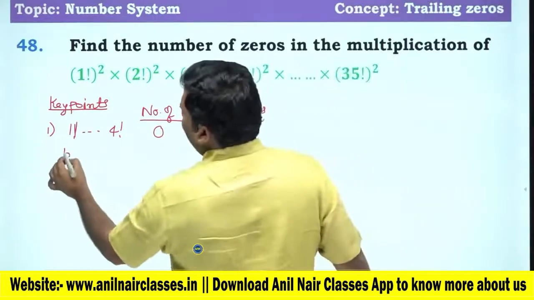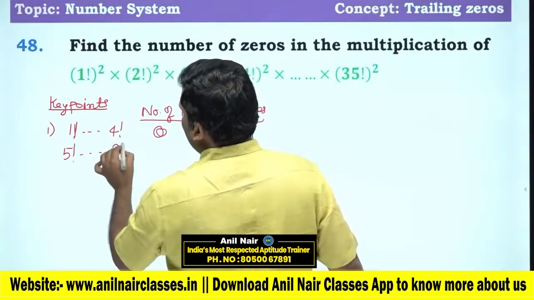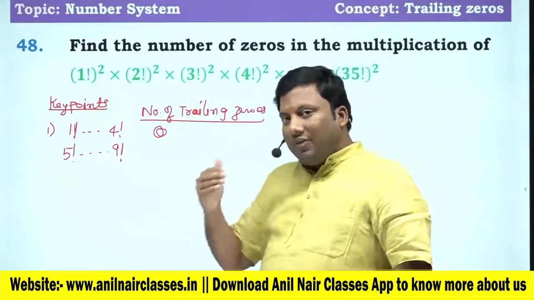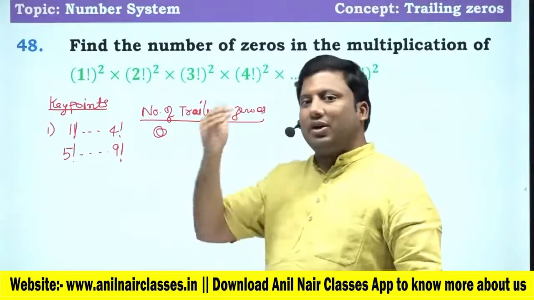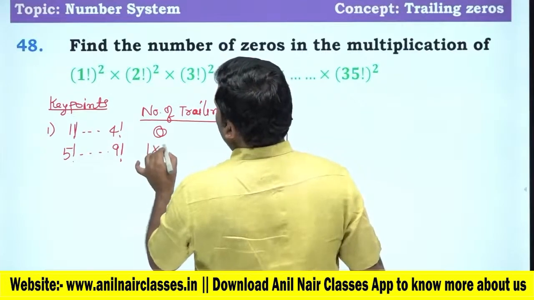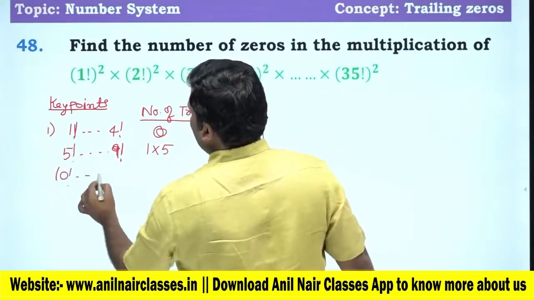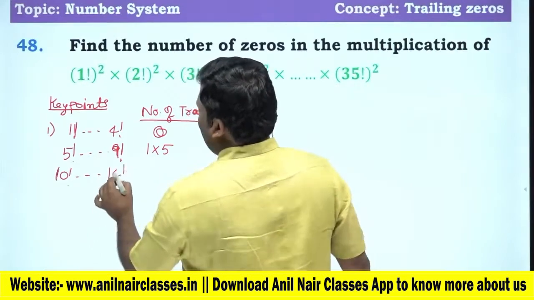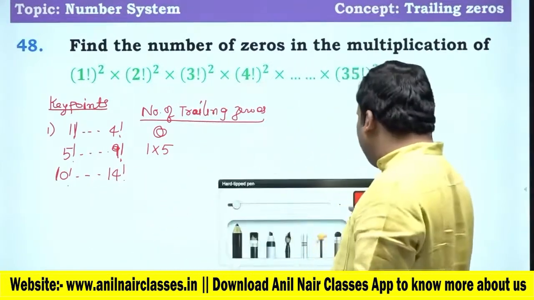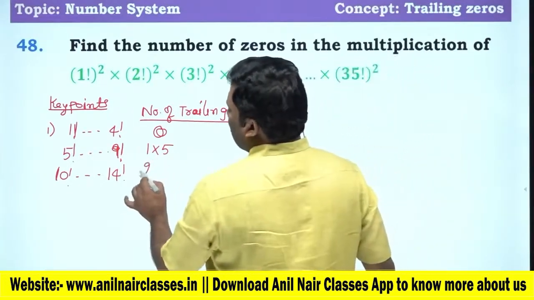Similarly, 5 factorial till 9 factorial. For 5 factorial, the number of trailing zeros will be 1. The same will be there for 5 factorial, 6 factorial, 7 factorial, 8 factorial, 9 factorial. So 1 into 5, I will get it. Similarly, from 10 factorial till 14 factorial, whatever the number of zeros in 10 factorial, the same will be there till 14 factorial. For 10, it will be 2. So it is 2 into 5.